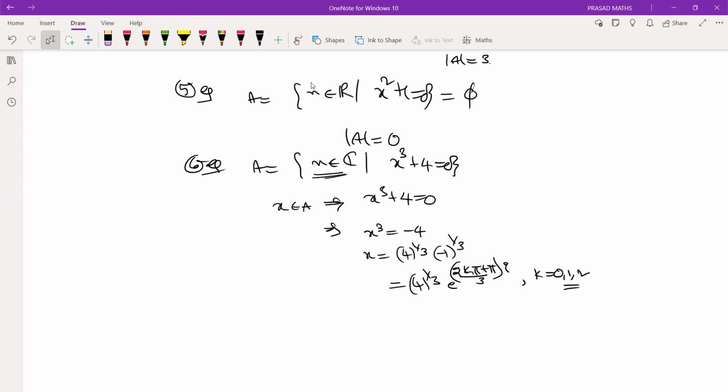So how many roots? For k equals 0, we have one root. For k equals 1, we have another root. For k equals 2, we have another root. Therefore, how many roots? Three roots. So this is simply called three roots.